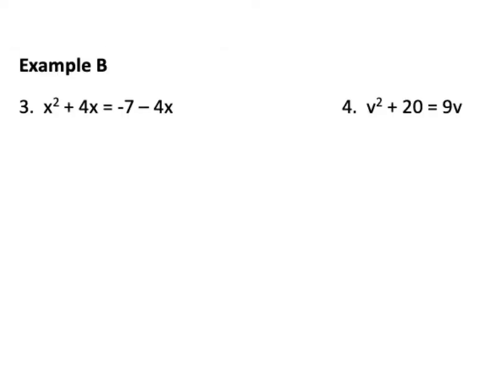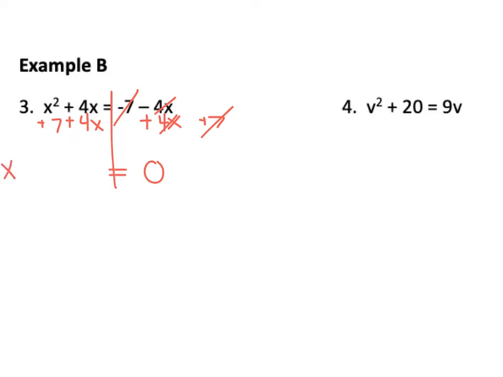Okay, let's do some practice problems. So in number 3, it's definitely not in standard form, so I'm going to move everything to the left by adding 4x to both sides, and then I will also add 7 to both sides, and add 7 over here. All right, so my 7's and my 4x's cancel to give me 0 on the right.